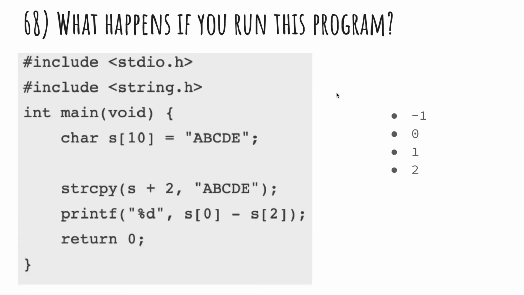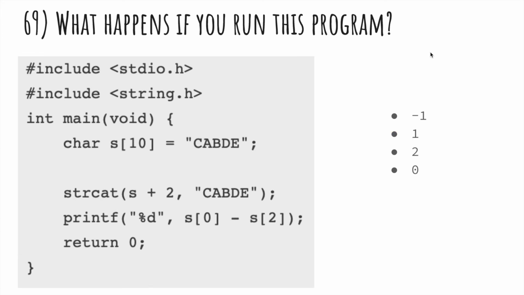How about this program? Well, we're copying the string A, B, C, D, E 2 places over, so A and B will stay the same, but then it's going to be A, B, C, D, E again, so your full string is A, B, A, B, C, D, E. So s of 0 is A minus s of 2 is A. So A minus A is 0, and your answer is 0.